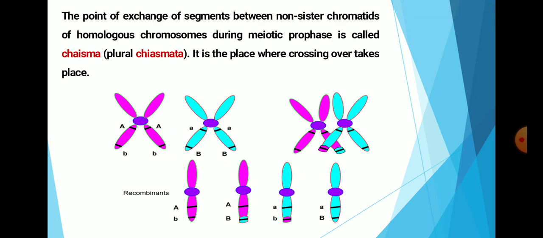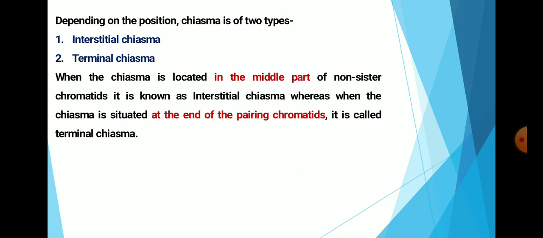The point of exchange of segments between non-sister chromatids of homologous chromosomes during meiotic prophase is called chiasma, or in plural, chiasmata. It is the place where crossing over takes place. In this diagram, we can see that this is the place where crossing over occurs.